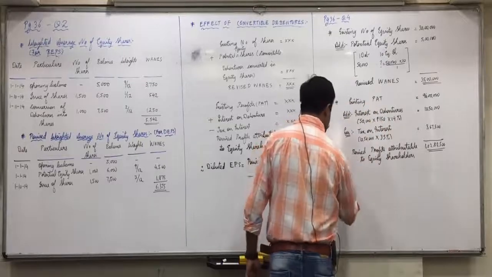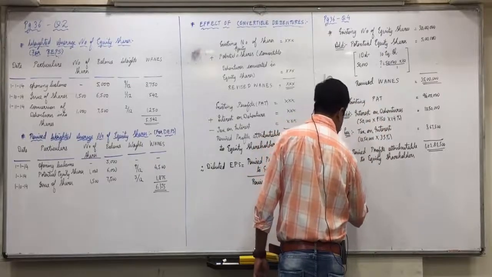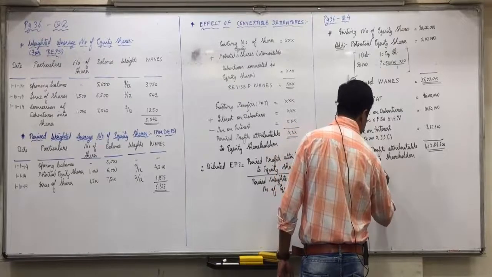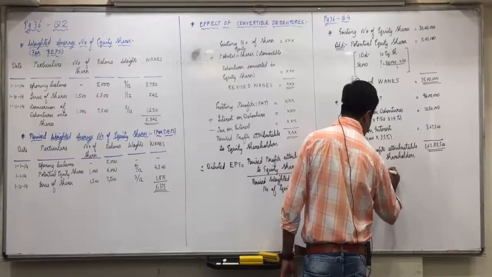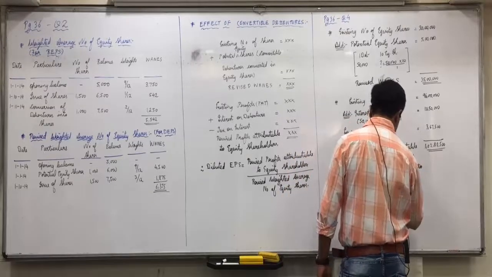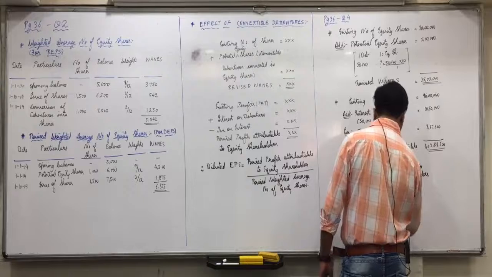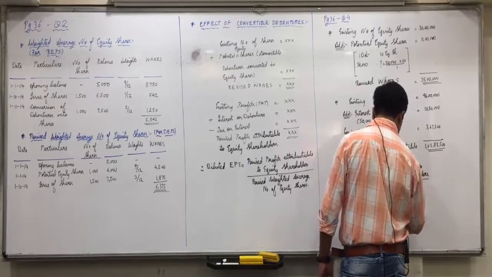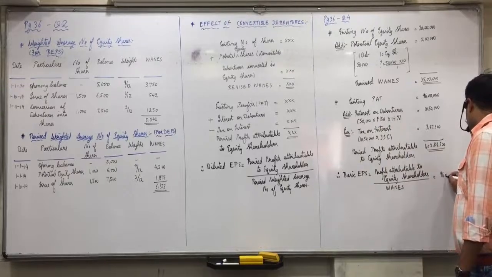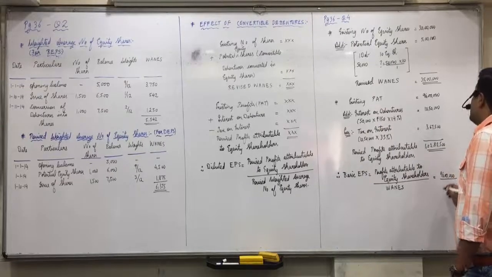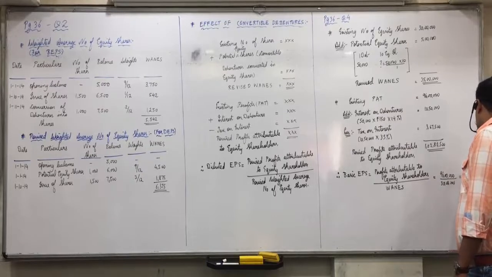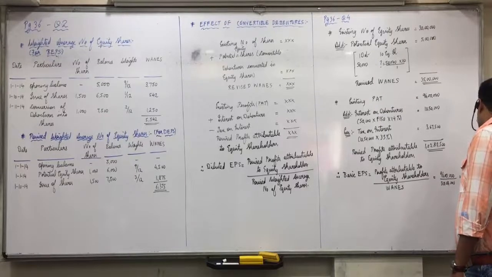Okay. So therefore basic EPS is equal to profits attributable to equity shareholders divided by shares. That is, what is existing profits? 96 lakhs divided by existing shares, 30 lakhs, rupees 3.2.